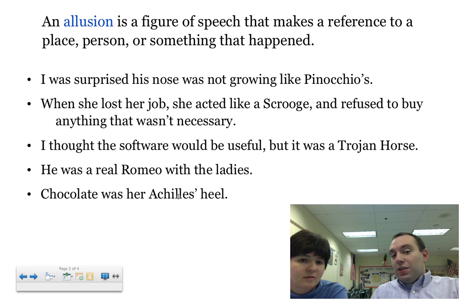Or chocolate was her Achilles' heel, another historical ancient story. But Achilles was basically invincible except for his heel. So referencing the fact that chocolate was the way she could get taken down. Chocolate was her weak spot. Her weak spot, yep. Okay. So this is an allusion, and here are the examples. Basically, it's just referencing something outside of the paper, sort of in popular culture. And by doing these things, it's going to elevate your writing to just sound more sophisticated. Okay. All right, so let's talk about metaphors next.